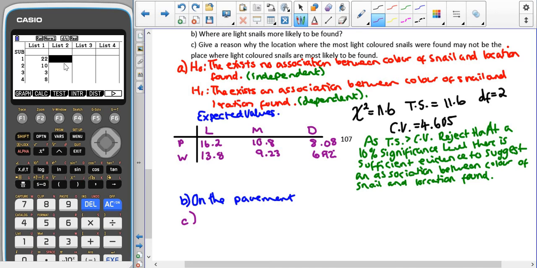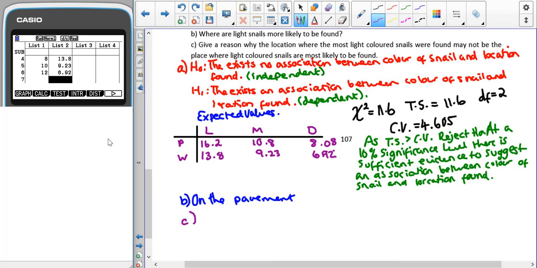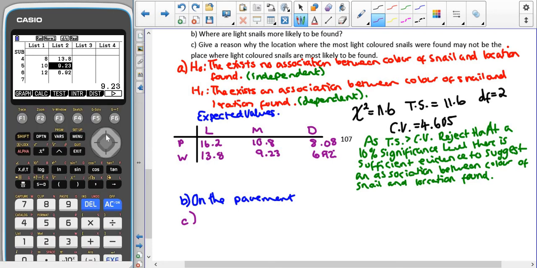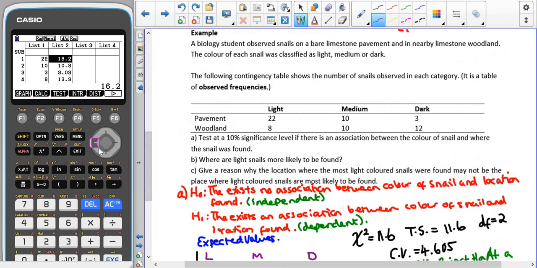So working across the top, I'd have 16.2, 10.8, 8.08. Then working along the second row, 13.8, 9.23, and then 6.92. Just quickly double check that you've typed everything in correctly again. You don't want to have typed something in wrong. Just checking my observed values again.